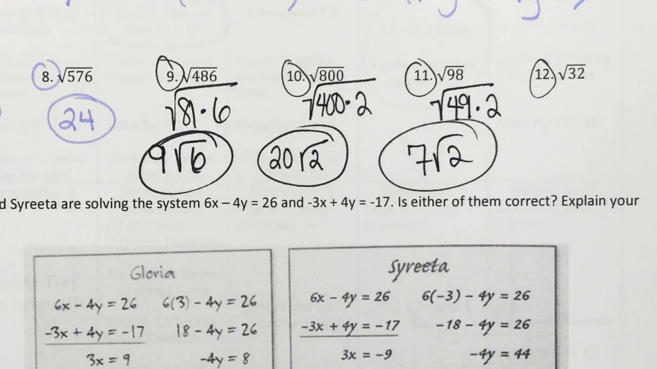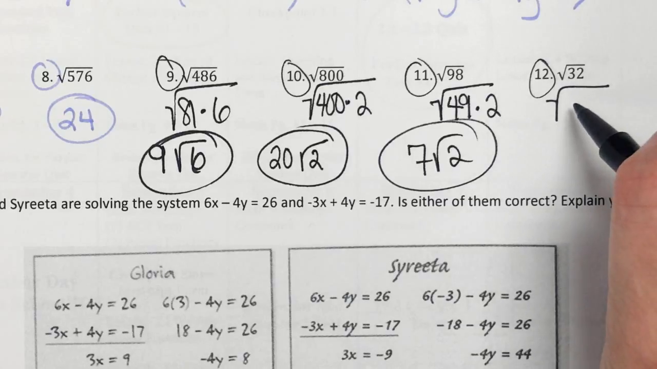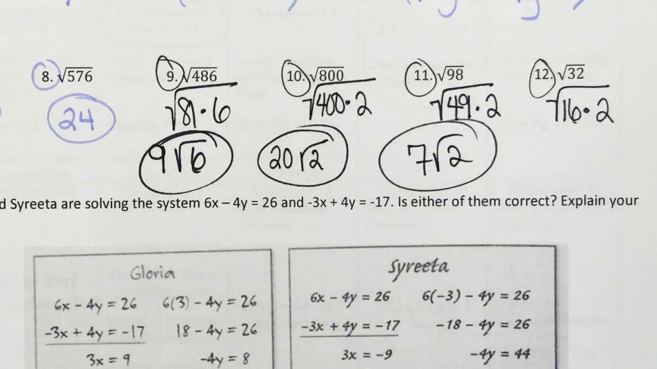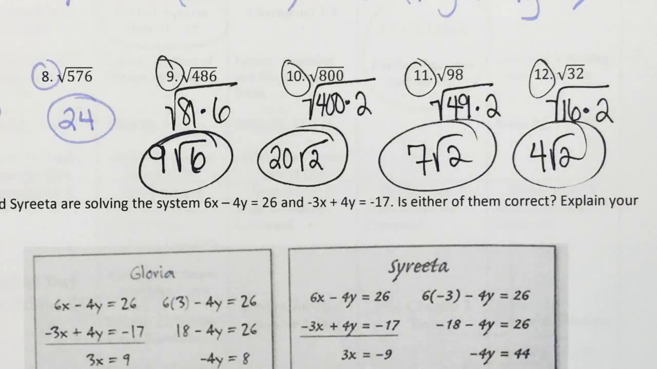Alright, what about 32? What's the perfect square that goes into 32? Bigger. 16. Very good. 16. Alright, and what's the square root of 16? 4. 4. Very good.